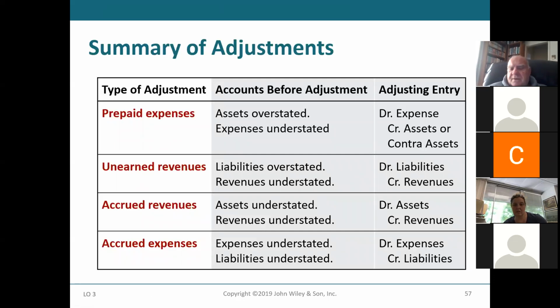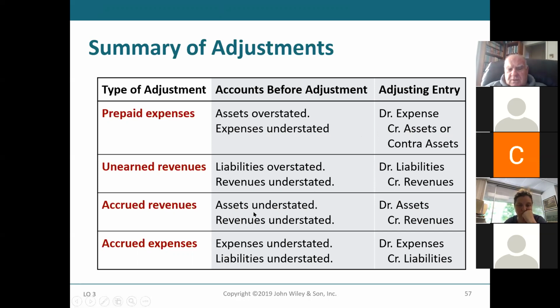So here's a summary. This is a good page. Maybe take a picture of this with your phone while you're doing your homework. Take a peek at this. Prepaid expenses: you're always going to debit an expense and credit a prepaid asset. Depreciation's easy. That's depreciation expense, credit accumulated depreciation. Unearned revenues: you're going to debit the liability called unearned revenue and credit sales or revenues or services rendered, whatever you call them. Accrued revenue.